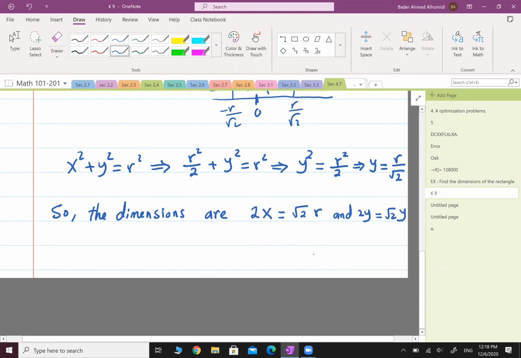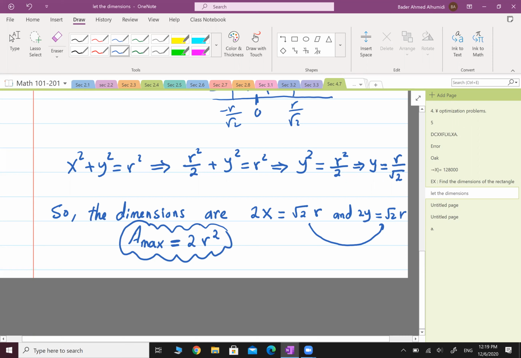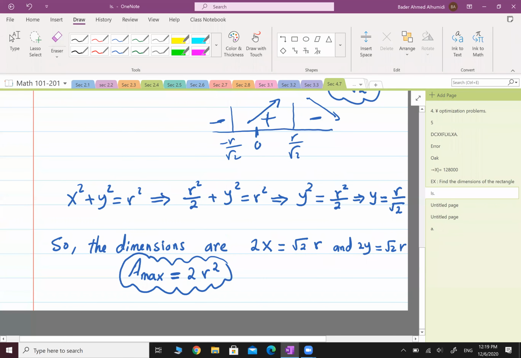So what is the maximum area? A maximum is equal to what? A maximum will be equal to 2x times 2y. If you multiply this quantity by this quantity, this is radical 2 times r. When you multiply them, you have 2r squared. So that is the maximum area of a rectangle that can be embedded inside a circle of radius r. Any question, please?